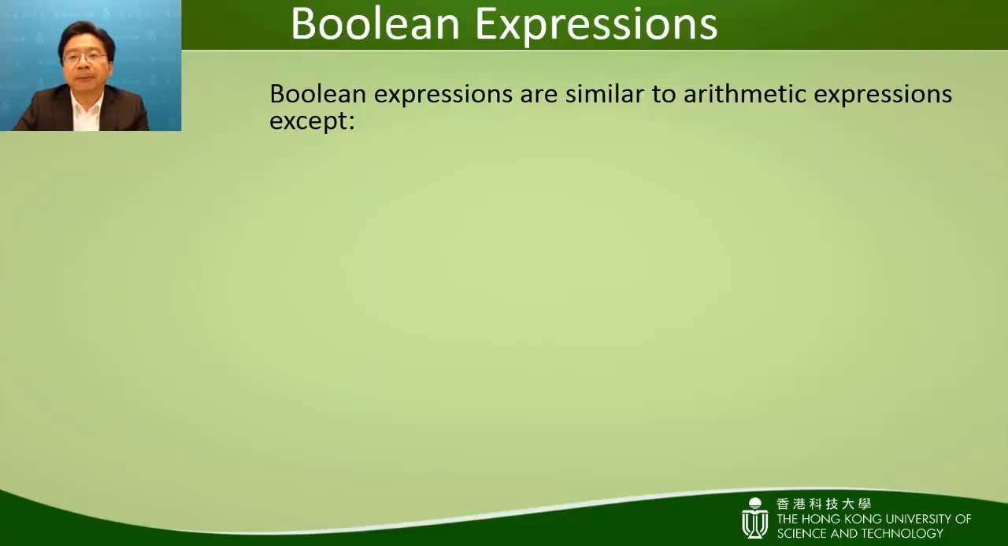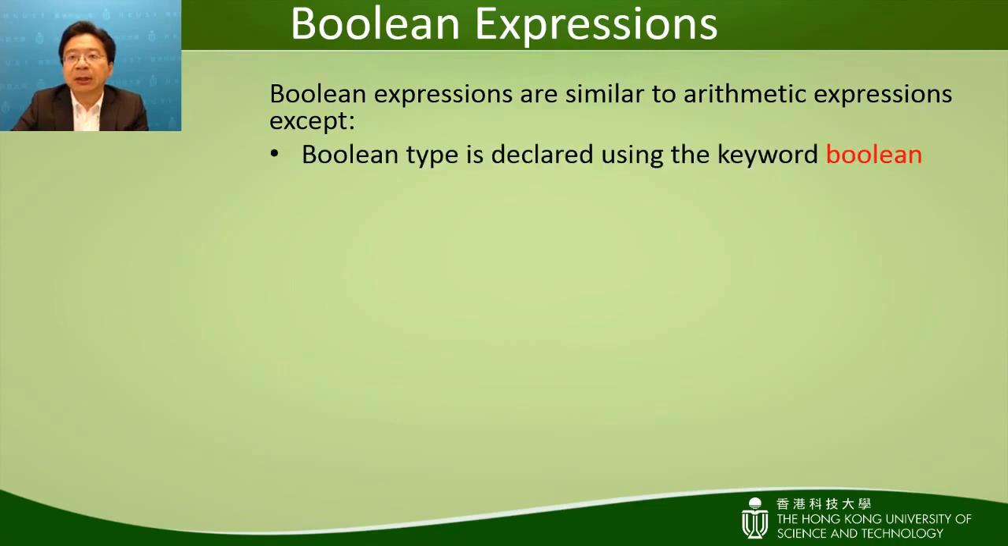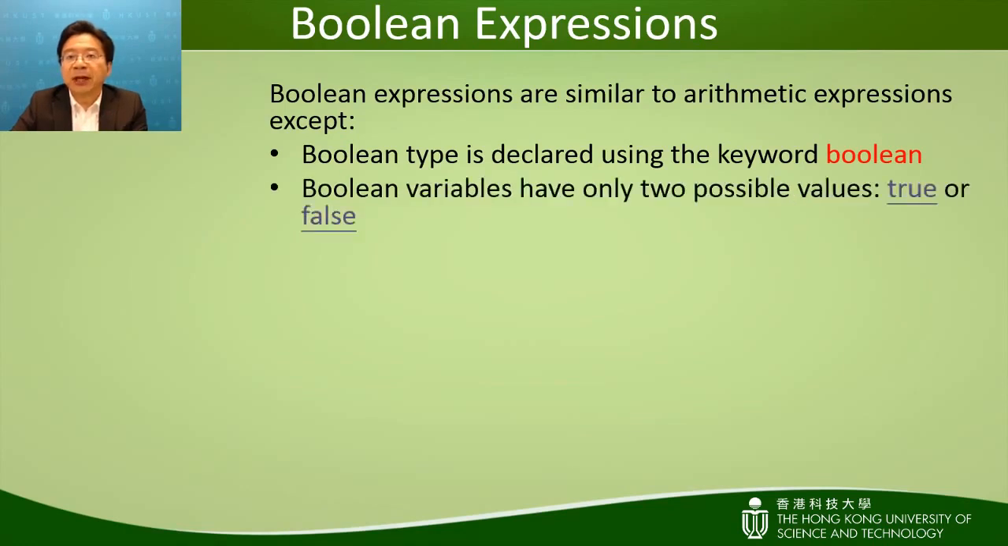Let's move on to a new topic. When we discussed expressions in week 2, I mentioned that there are two types of expressions, namely arithmetic expressions and Boolean expressions. Boolean expressions are similar to arithmetic expressions, except that the Boolean type is declared using the keyword boolean. The name Boolean is used because Boolean logic was introduced in the 1850s by George Boole, an English mathematician. Boolean variables have only two possible values, true or false.